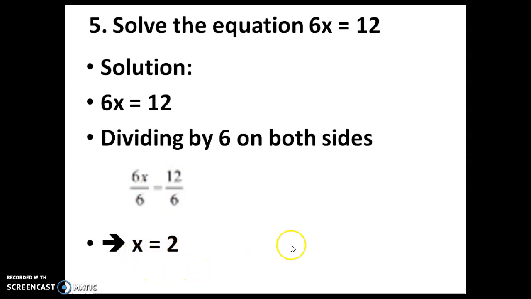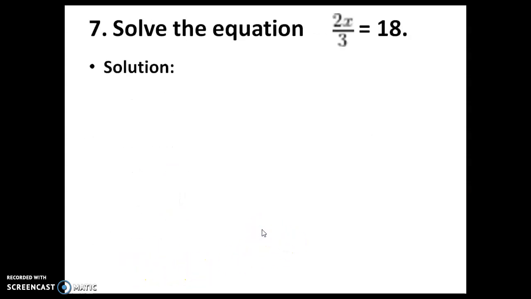That's the answer. Here also, 2x by 3 equal to 18. So this is the given equation. So one by one I am doing. We can take it as 2 by 3, the whole fraction also you can take. But in order to make it easier, I am doing separately. So this 3 I am going to transpose to the other side of equal to. Here it is in division, so it will go as multiplication in the RHS.